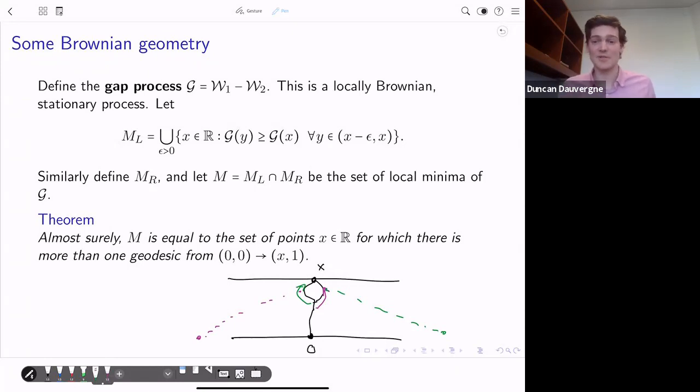So what this construction gives you is that you have a gap process, G, and you have a correspondence between the local minima of your gap process and the branch points of your corresponding geodesic tree in the directed landscape. This is obviously somewhat reminiscent of the Brownian continuum random tree, where you have a correspondence between branch points and local minima of a particular function. And I don't know how far this correspondence extends, if you can say something more than this.